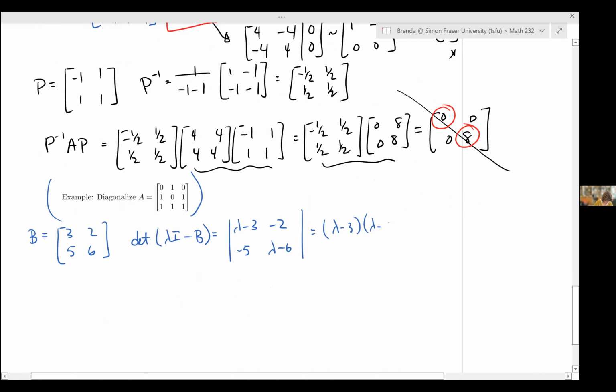I'm going to do that here, minus 10. Then I get lambda squared minus 9 lambda plus 18 minus 10. That gives me lambda squared minus 9 lambda plus 8. I factor: lambda minus 8 and lambda minus 1. So I have two distinct eigenvalues, so I know that matrix B is diagonalizable, and I get lambda 1 is 8 and lambda 2 is 1.